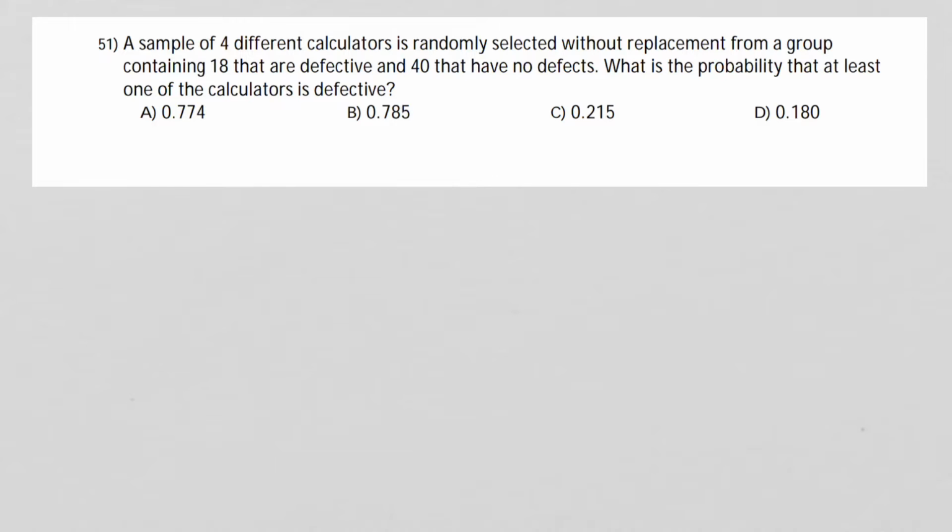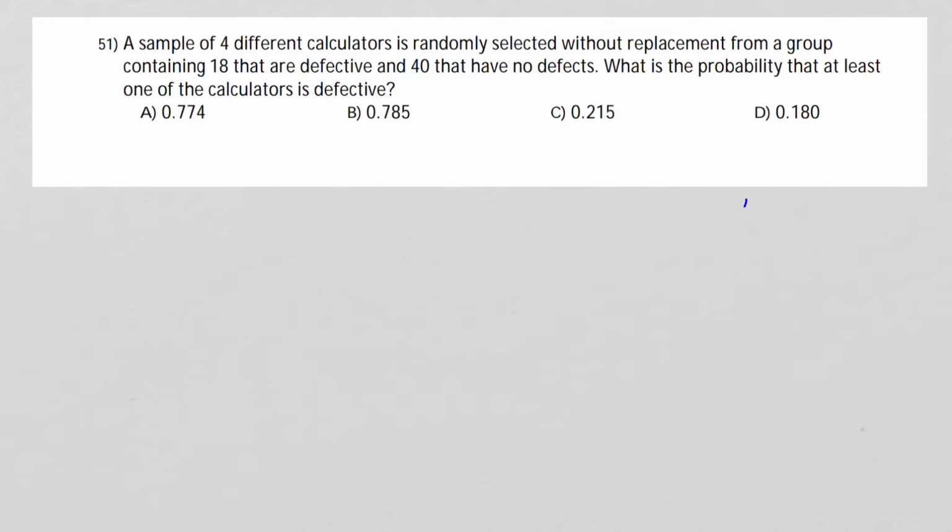In this problem, it says a sample of 4 different calculators is randomly selected without replacement from a group containing 18 that are defective and 40 that have no defects. What is the probability that at least one of the calculators is defective?